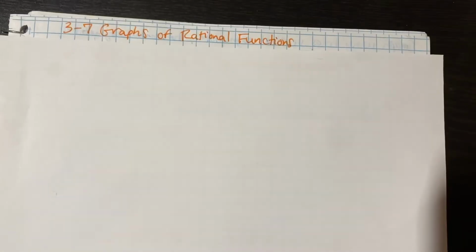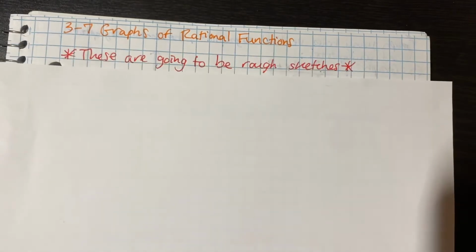Hello again. We are going to do 3-7 graphs of rational functions today. My big warning for you, it's on top in red for a reason. These graphs are going to be rough sketches. That's okay. So don't worry about making it perfect exactly like the graph. You don't need 100 points to prove that you did it right. You'll see what I did. You'll see me doing them. And if it's a little rough, just go with it, okay?